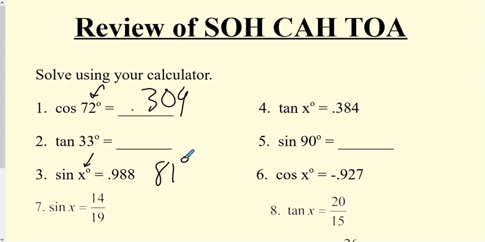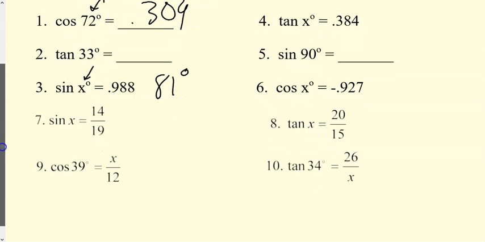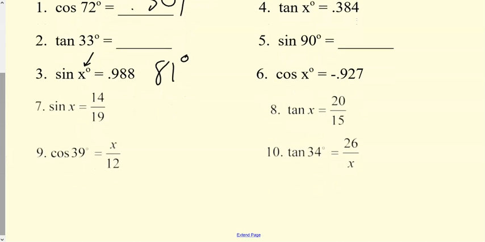And that's what all these are. And it doesn't matter whether it's in decimal form, like number 4 or 3, or if it's in fraction form, like numbers 7, 8, 9, and 10. Or sorry, 7, 8, 9. Okay? And then, the two types of problems, number 9 and 10, I will do both of those.